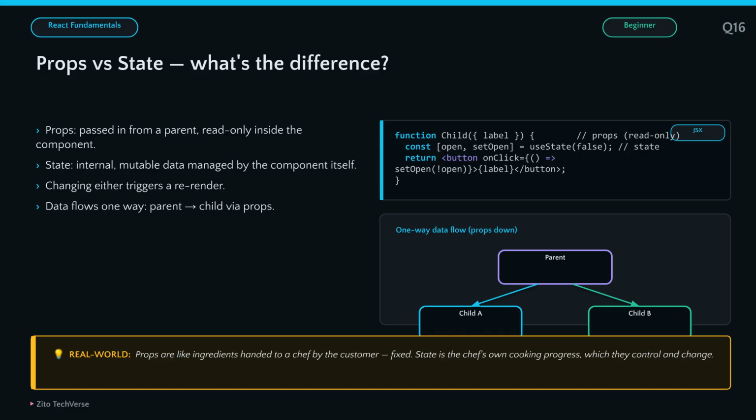Props are passed into a component from its parent and are read only. The component can't change them. State is internal, mutable data that the component owns and manages itself. Changing either one triggers a re-render, but the ownership differs, and data always flows one way, from parent down to child, through props. The analogy: props are ingredients handed to a chef by the customer, fixed and given. State is the chef's own cooking progress, which they fully control and change as they go.